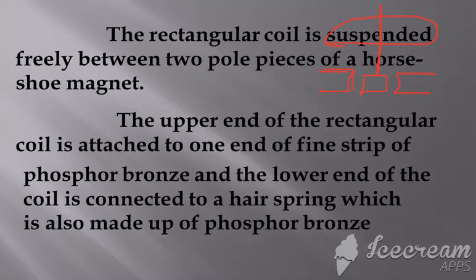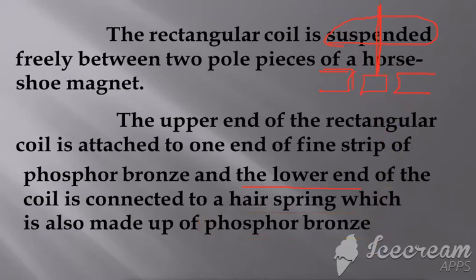Then the upper end of the rectangular coil is attached to a fine strip of phosphor bronze. So this is the upper end, and it is connected to a fine strip of phosphor bronze. The lower end of the coil is connected to a hairspring. This lower end is connected to the hairspring, and that is also made up of phosphor bronze. This wire is made of phosphor bronze, and this hairspring is also made of phosphor bronze.